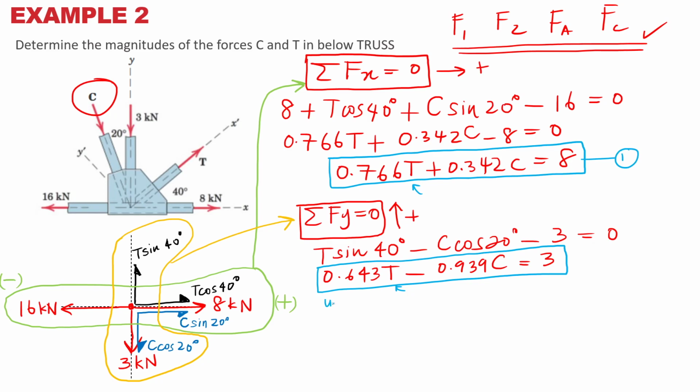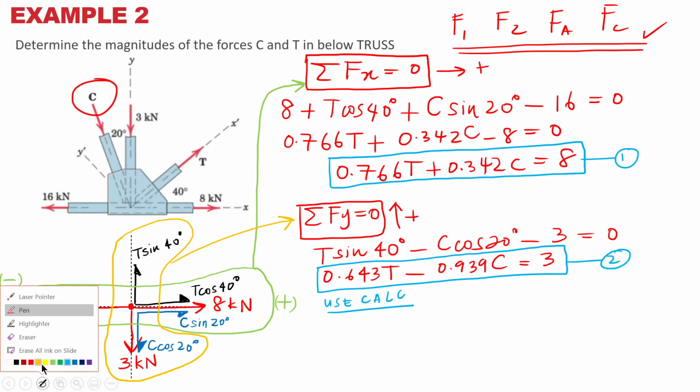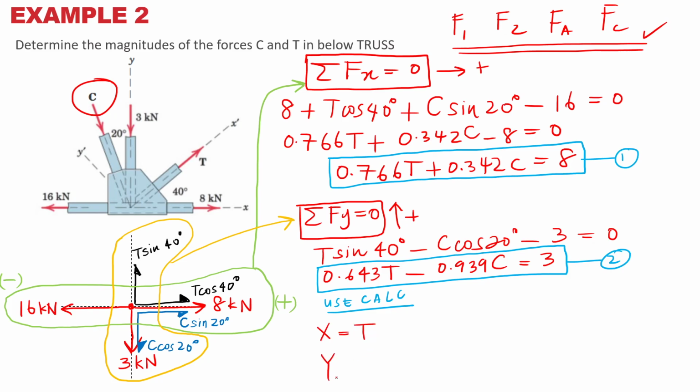Now use your calculator. So use your calculator. No need to solve manually. Don't waste your time. This is equation number 2. So x is equivalent to T. Y from your calculator is equivalent to C. This one is equal, so punch your calculator.